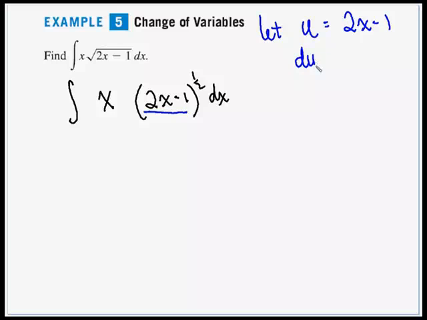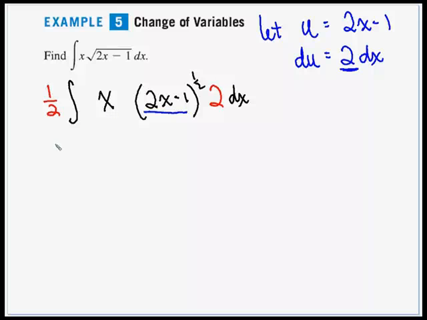So du equals 2 dx. So we're missing a 2. We have our dx, but we're missing a 2. So let me do this. Slide this over a little bit. I'll switch to a different color so it stands out. And here is my 2 dx. And because I put a 2 here, I got to balance it with a 1/2.